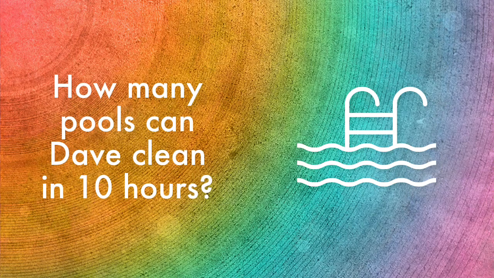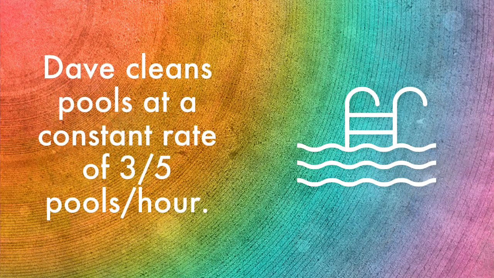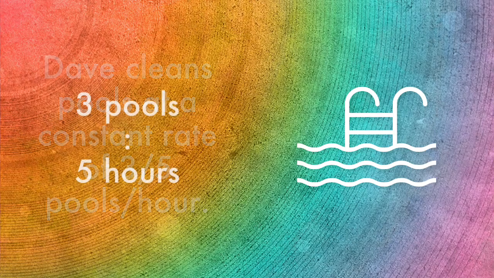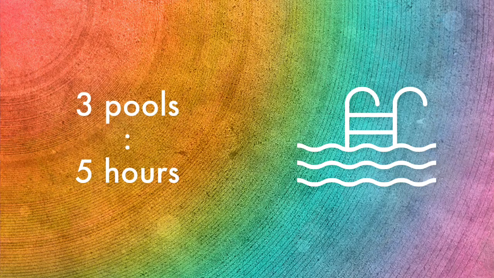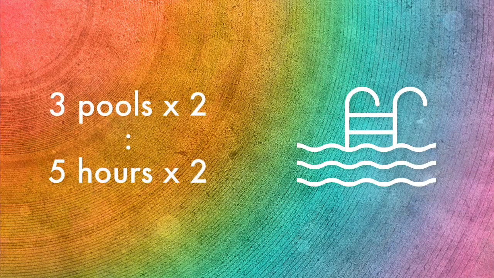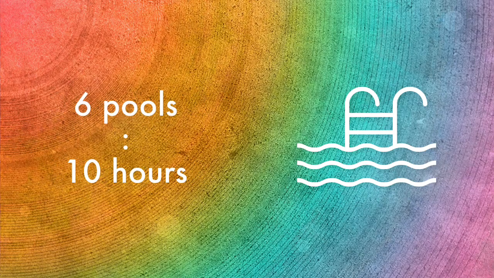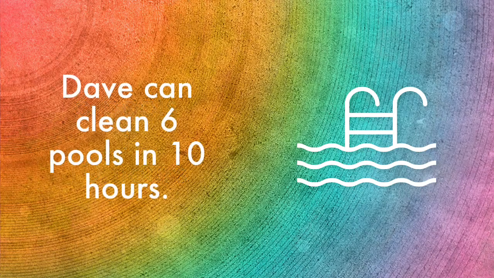Well, how many pools then can Dave clean in 10 hours? Okay, so we know that for every 1 hour, Dave cleans 3/5 of a pool. But not only that, but we also know that 3 pools he can clean in 5 hours. So how about 10 hours? Well, how can we go from 5 hours to 10 hours? Yeah, let's multiply by 2, right? We just need double that amount of time. And of course, to make equivalent fractions or equivalent ratios, we must do the same to both. And so in the end, making 5 hours 10 hours is also going to make those 3 pools 6 pools. And so Dave can clean 6 pools in 10 hours.